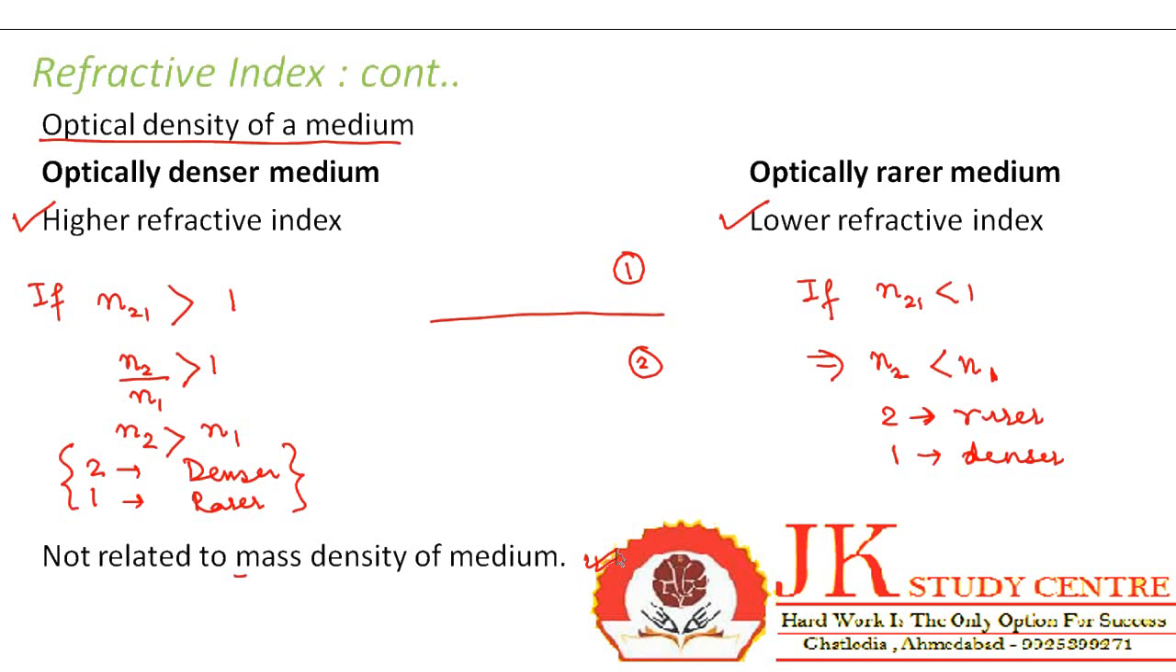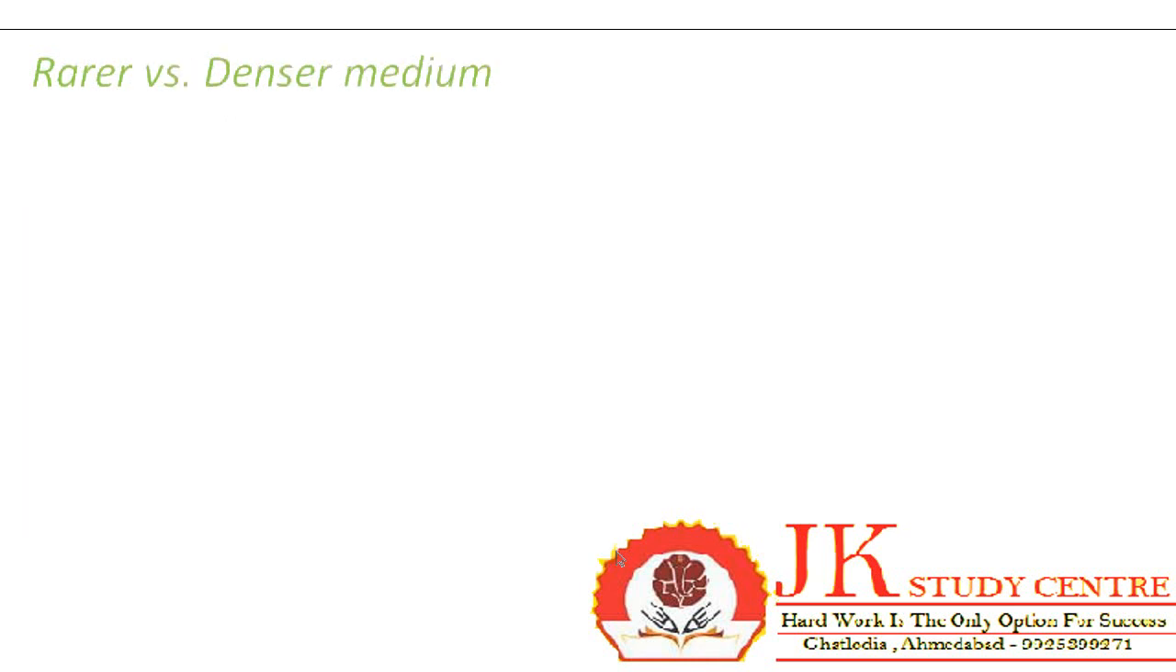Right? So now you understand the significance of refractive index and why it is called refractive index. It is called refractive index because it is an index which defines the extent of refraction. That is how much refraction will take place. So now in the entire lesson, instead of using the term optically denser and optically rarer, we will use the terms rarer and denser medium.